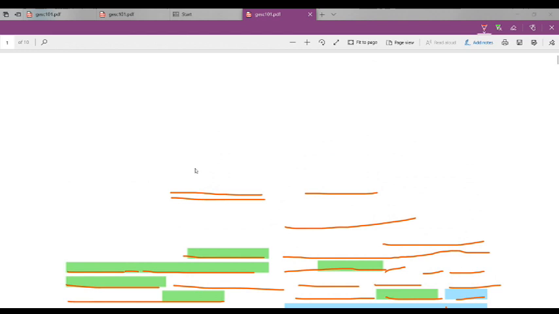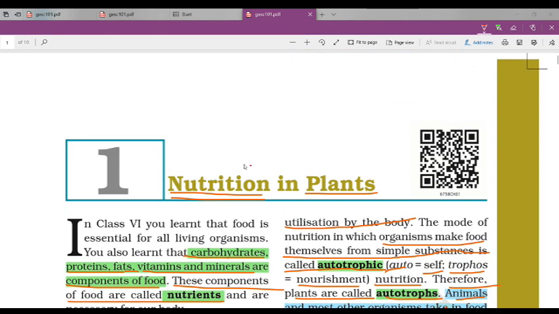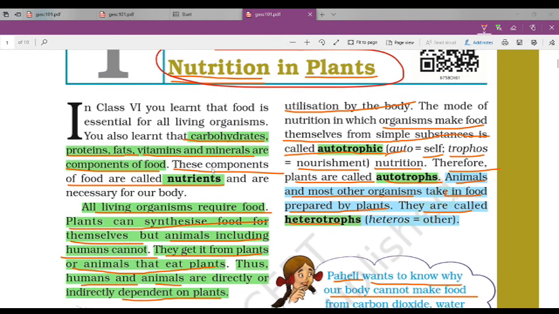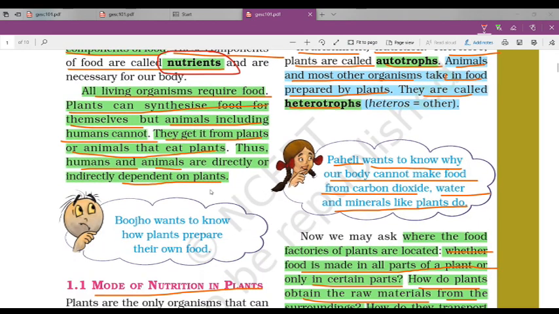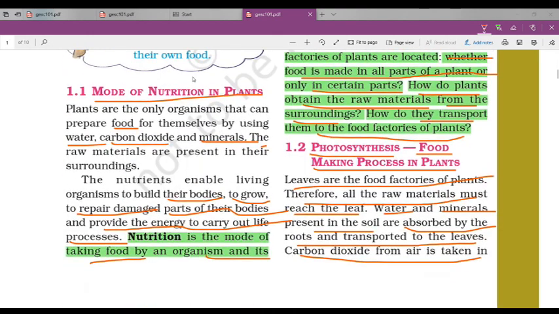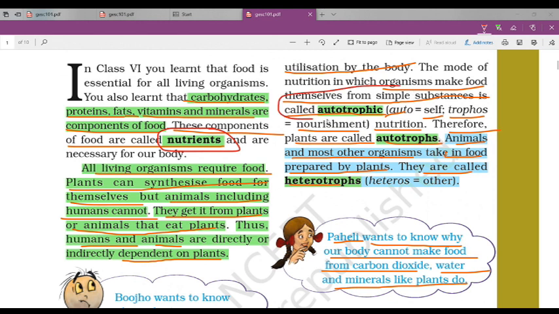We started from the chapter that is nutrition in plants. We get to know about the nutrients, what are the important nutrients. Then we have studied the modes of nutrition in plants and the autotrophic mode of nutrition. Then we have studied about the autotrophs. Autotrophs are the plants. Those plants which are making their own food are called autotrophs.